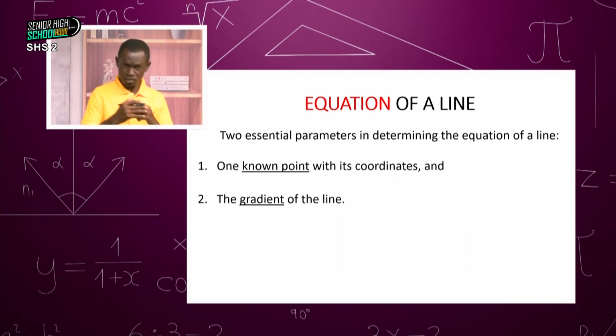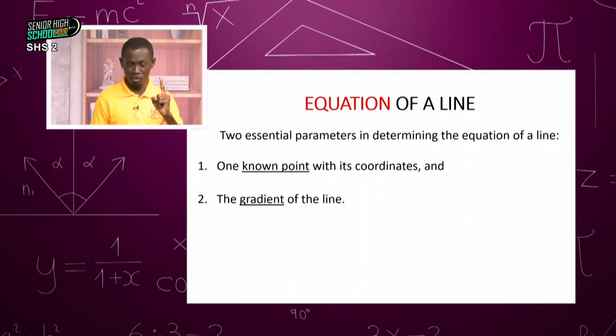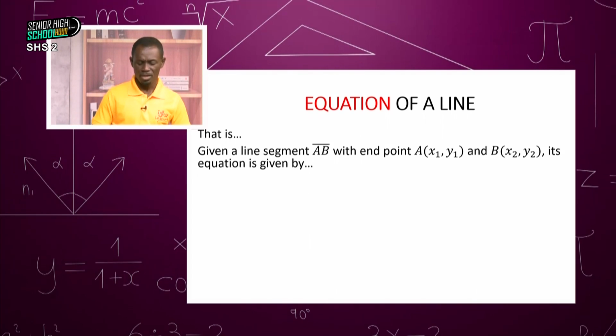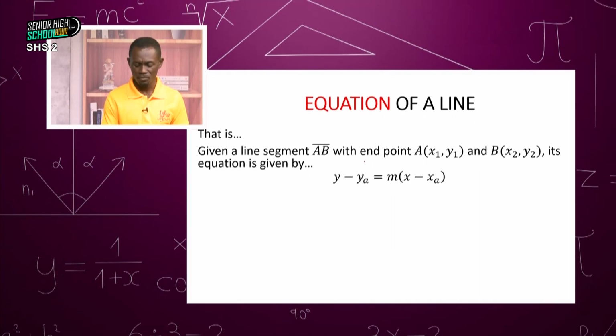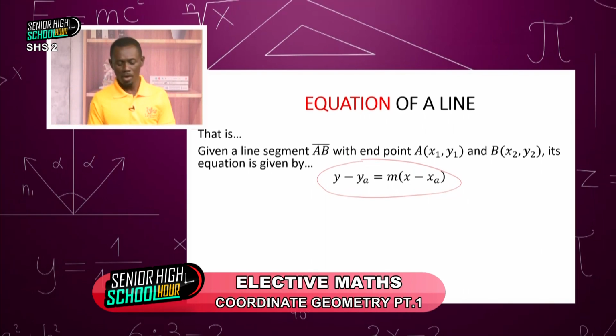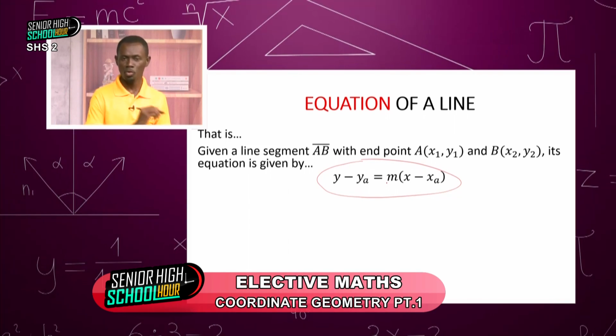You get the idea. So two things we need to define a line, the equation of a line: one, a known point with its coordinates, and two, the gradient or the behavior of that line. So if I have a line segment AB with its coordinates as given, x1, y1, x2, y2, the equation is given as such. Please note this formula. It is critical. Note it somewhere. And I'll tell you what the y subscript a, x subscript a mean. As for m, you know what it is.